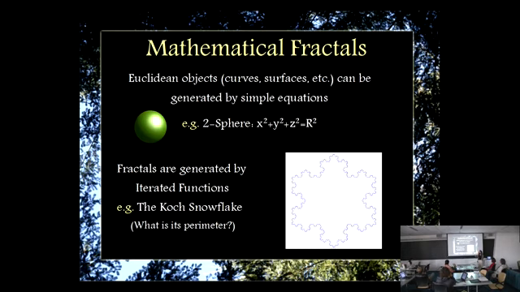They differ from regular Euclidean objects because Euclidean objects can be generated by simple functions, like the equation of the 2-sphere that we all have learned at some point. It's a simple function that can describe a sphere. Fractals, instead, are generated by iterated functions. There is a set of functions that involve reductions, rotations, translations, and so on. They get an input and generate an output, and the output is the input for the next step. And they generate, like you can see here, the snowflake.